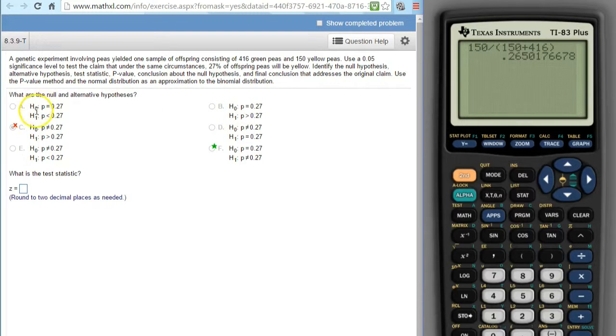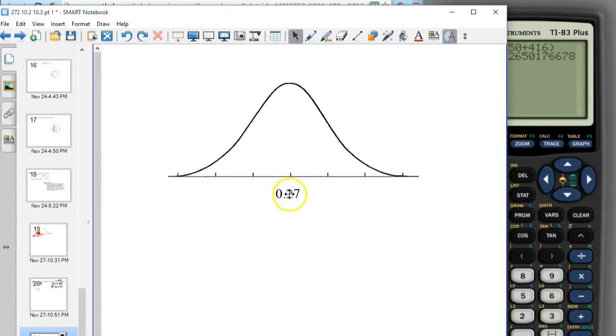And now these two up here, H0, H1, you have to have equality in H0, and A, B, and F are the only ones that have equality in H0. So we've already eliminated everything except for these three. And the reason the other two aren't right is because they have greater than or less than in H1. Claim is the population proportion is 0.27.